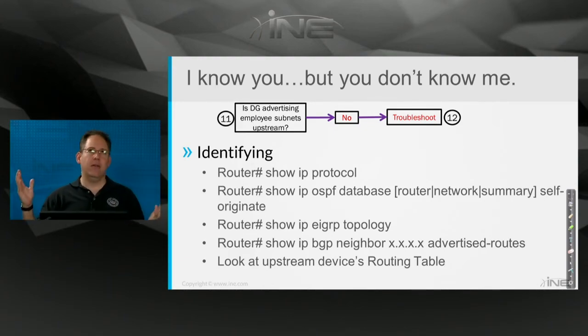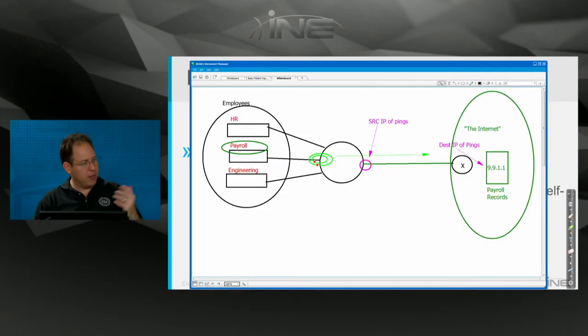Now let's say you don't see some of these things. You say, oh, okay, here's the problem. The problem is, yeah, this router is not advertising the payroll network. That's why people in payroll aren't getting responses to their packets. Now the question is, why? It was working 10, 15 minutes ago, before people started screaming and calling me. Why is it not working now?